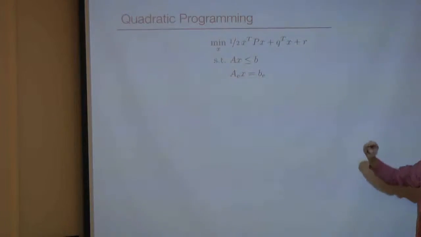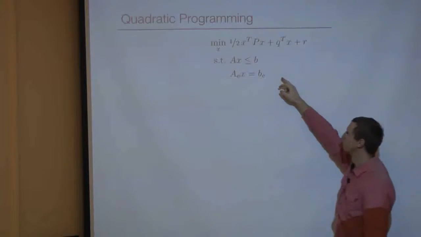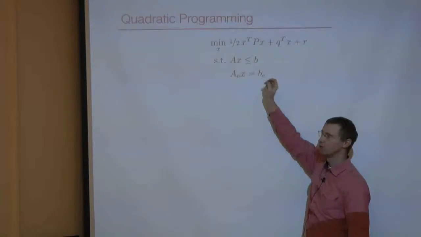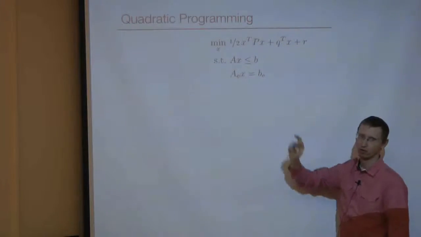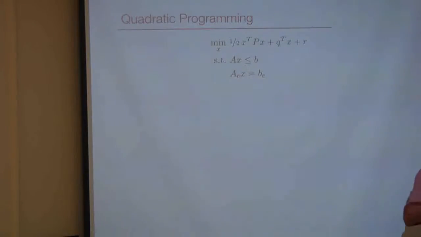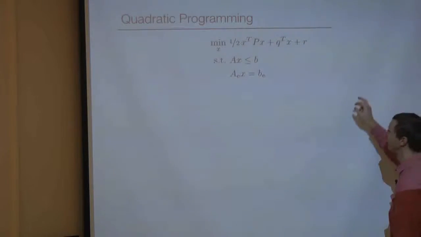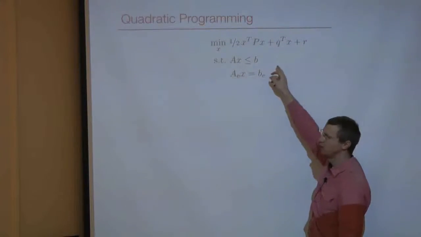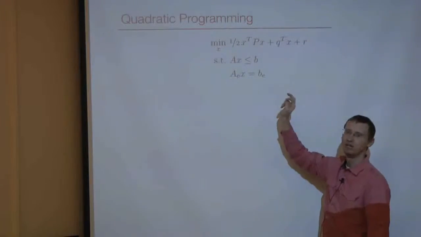And we might also have constraints. We might have inequality constraints or equality constraints. What is important here is that even though the cost function is quadratic, the constraints must be linear. Okay? So this is what makes an optimization problem a quadratic programming problem. Quadratic only applies to the cost function, but the constraints must be linear.